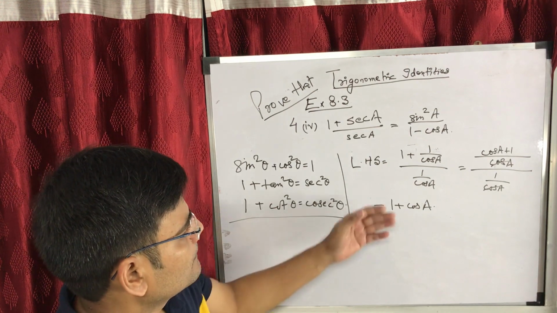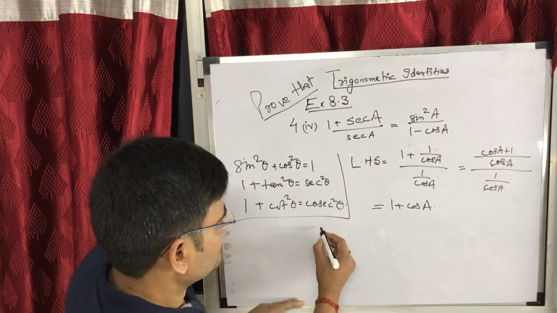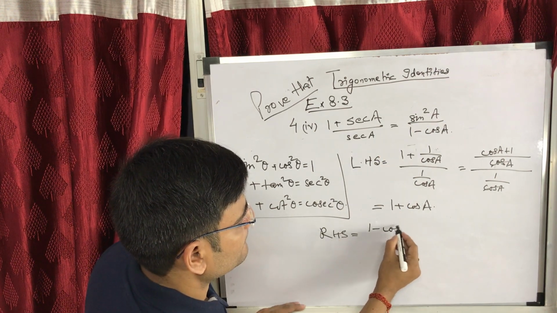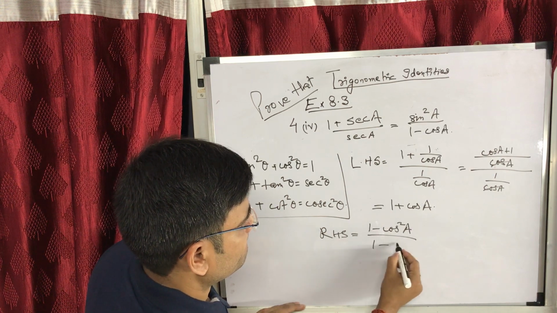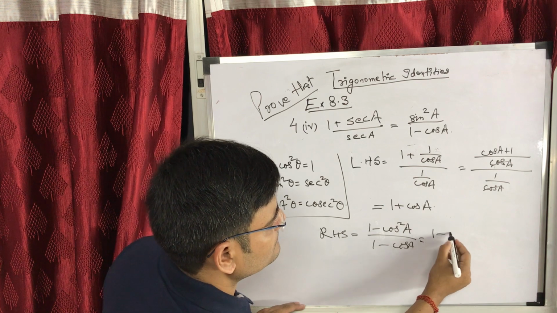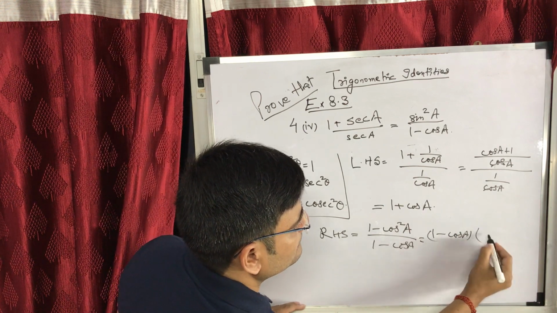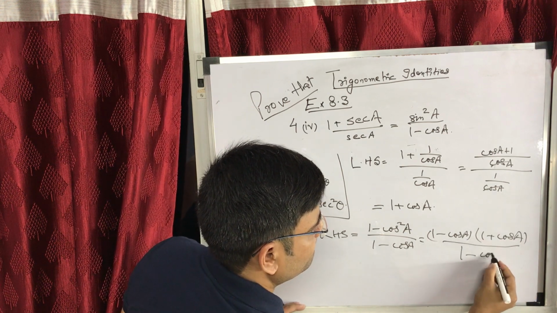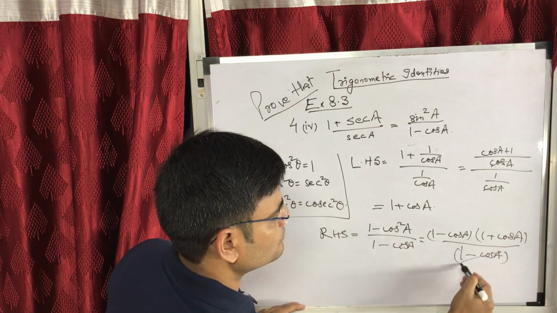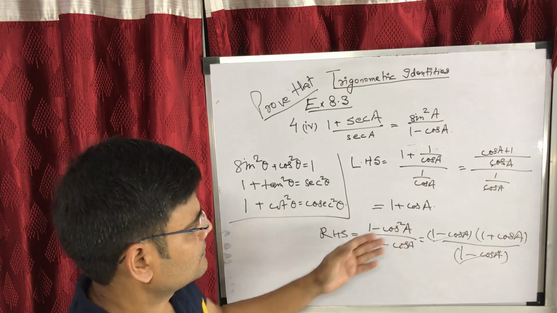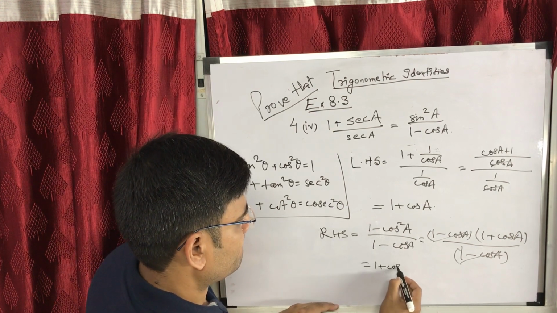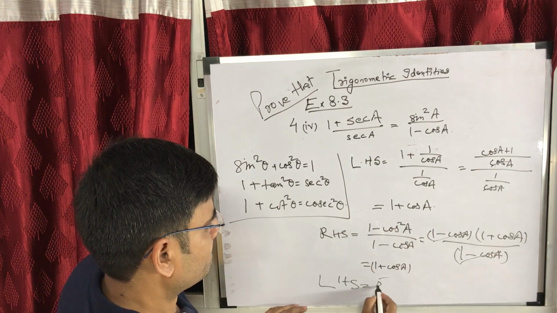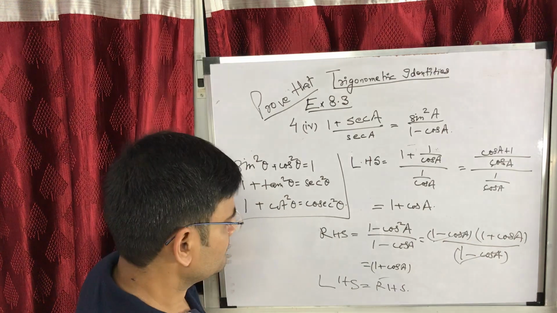Now there are two ways. Either you start with RHS, you break sine square A into 1 minus cos square A. This becomes a minus b, a plus b, and these two cancel each other. LHS equal to RHS. You are left with 1 plus cos A. This is one way.